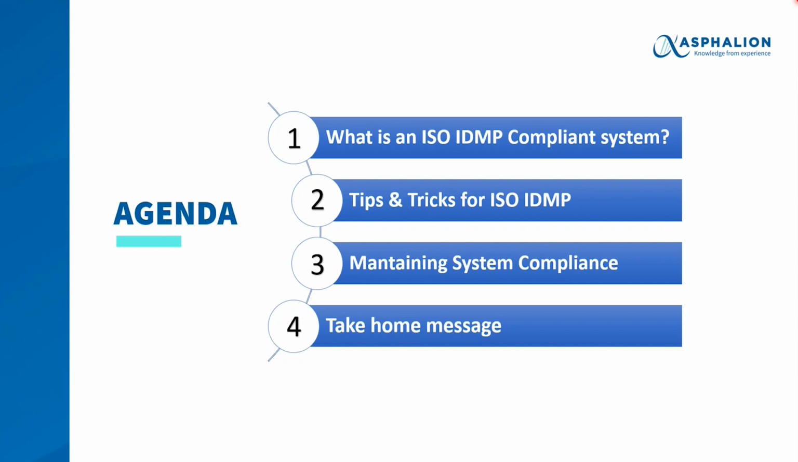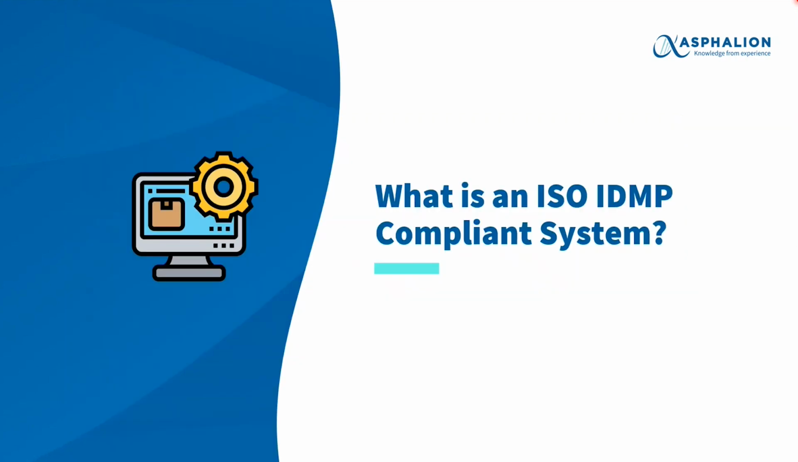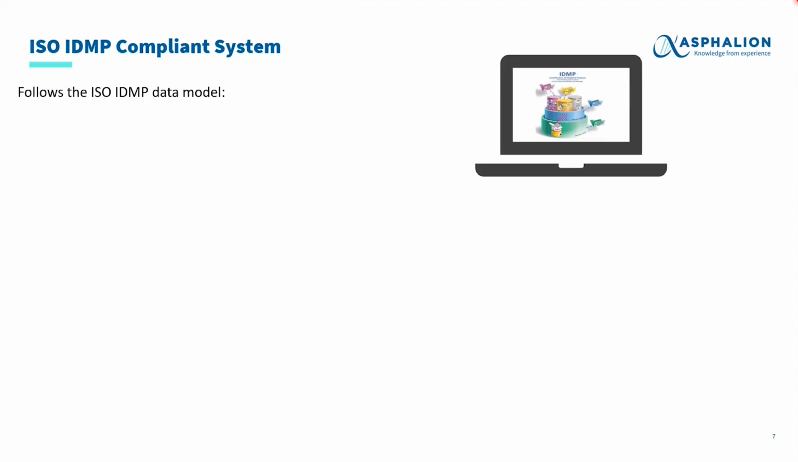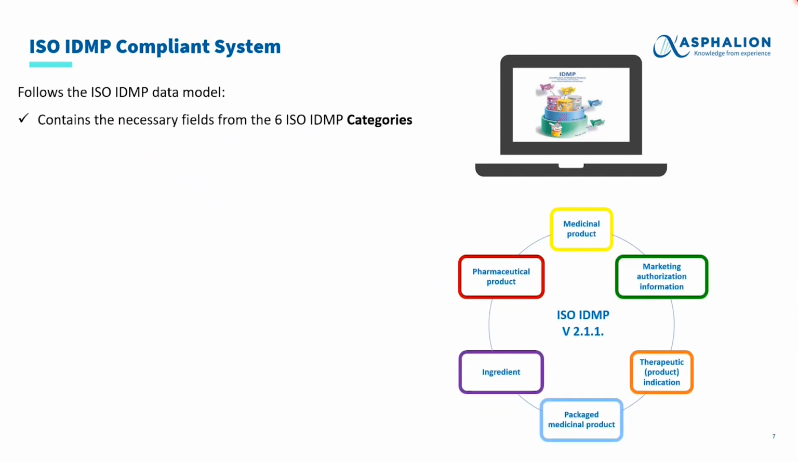Let's start with the basics. What is an ISO IDMP compliance system? When we say an ISO IDMP compliance system, what do we mean? We speak about any system that follows the ISO IDMP data model. What does this mean? It means that this system contains the necessary fields from the 6 ISO IDMP categories: medicinal product, marketing authorization information, therapeutic product indication, packaged medicinal product, ingredient, and pharmaceutical product.